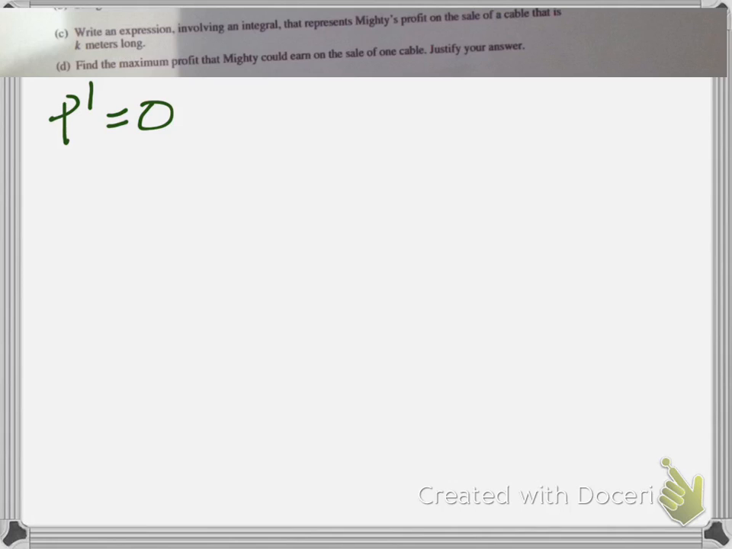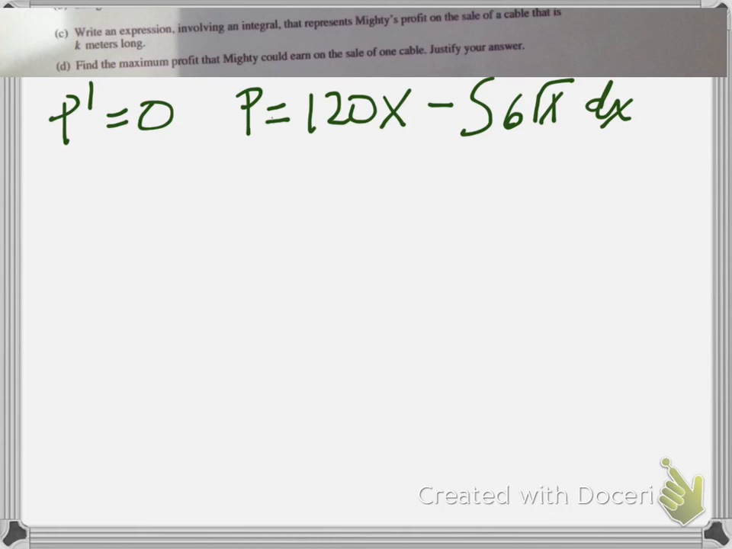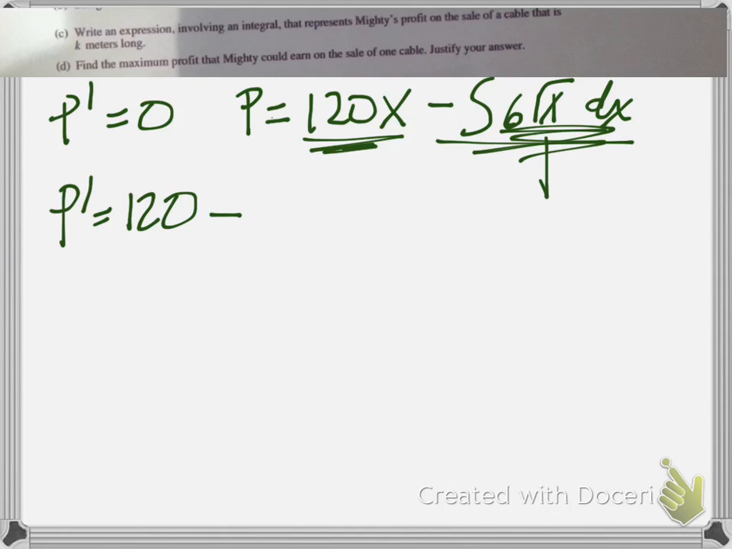Okay, so let's think about this. So the money that they make is going to be 120 times x. So let's just look at the profit, minus the integral of 6 radical x dx. Okay, so what is the derivative? Well, the derivative of 120x is just going to be 120. Minus, now what's the derivative of this? Well, isn't 6 radical x already the derivative? Because when we have an integral, it means to do the antiderivative. So 6 radical x is already the derivative. Okay, so that's our derivative.